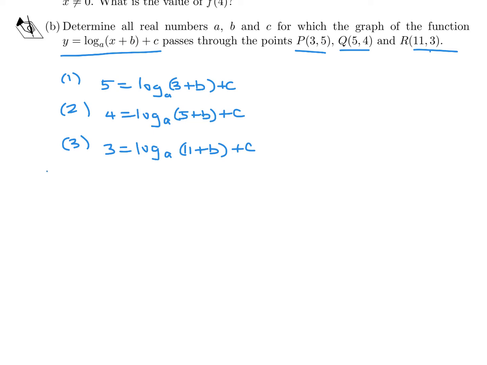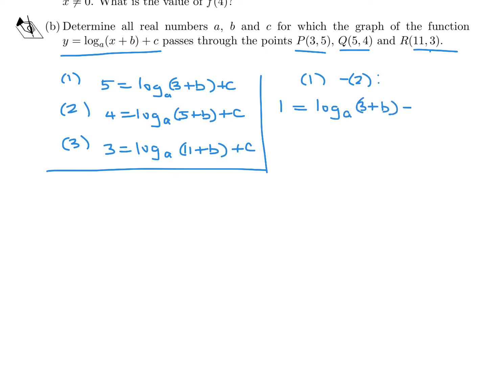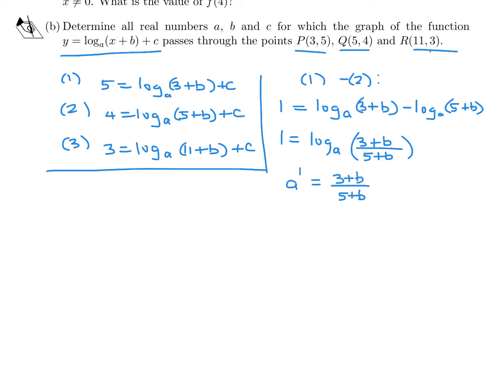Log rules. All right, so what do you want to do here? How about 1 minus 2? I think that should be good enough. That would make this 1, and then it would be log of 3 plus b to the base a minus the log of 5 plus b to the base a. Correct? Okay. Well, using log rules, this becomes the log of 3 plus b over 5 plus b to the base a. And then again, using log rules, a to the power of 1 is 3 plus b over 5 plus b. Yeah, okay. So that's pretty good.